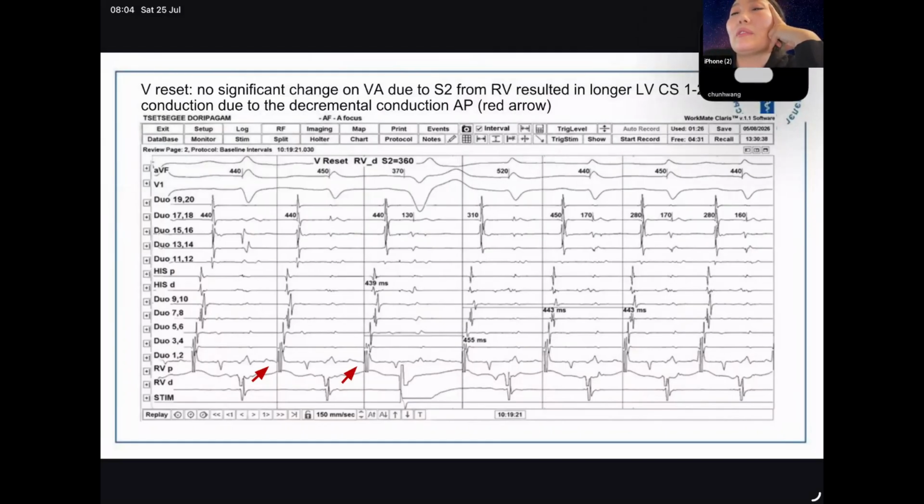During the tachycardia, we performed the reset. When we reset from the contralateral side, because the tachycardia location is in the left side and we paced from the right side, we couldn't reveal a significant change in the VA, because the RV pacing resulted in LV CS12 conduction due to the decremental conduction. We showed the red arrow, the decremental conduction.